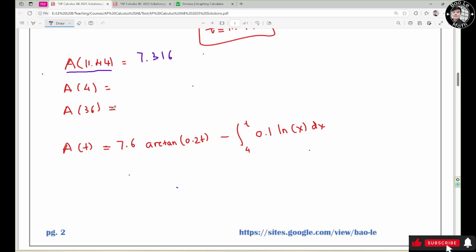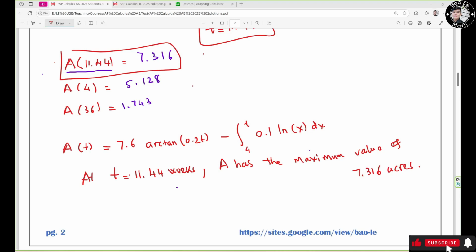Now you're going to do exactly the same thing for A of 4 and A of 36. So A of 4 you will get 5.128, and A of 36 you will get 1.743. The final answer must be this one right here. So you need to conclude that at time t equals 11.44 weeks, A attains the maximum value of 7.316 acres. Don't forget to check out FRQ number 2.